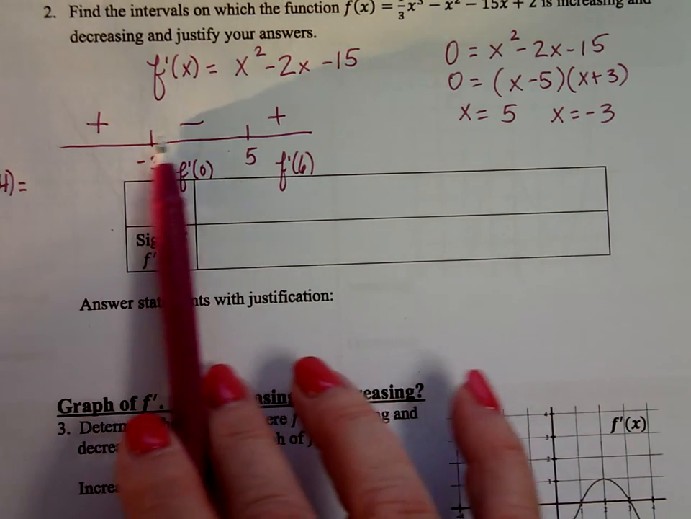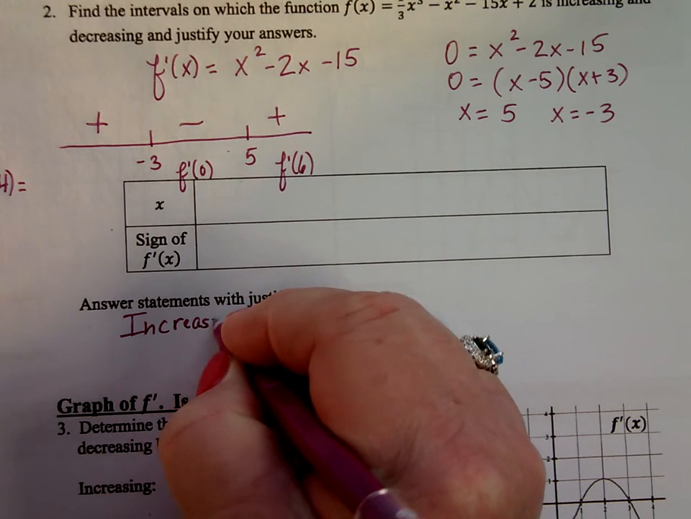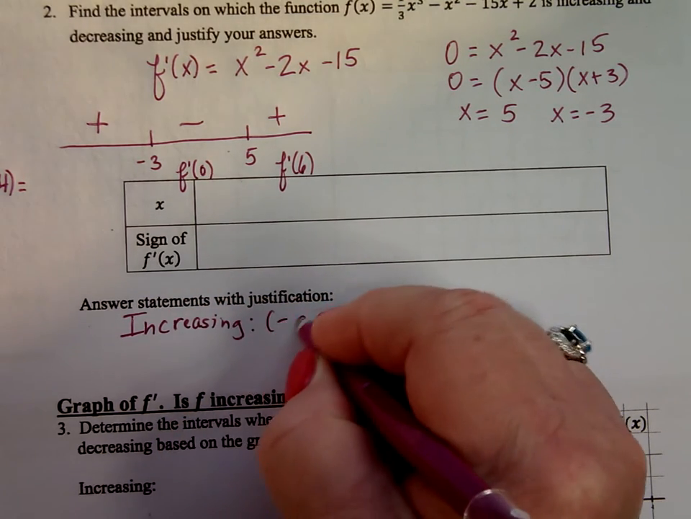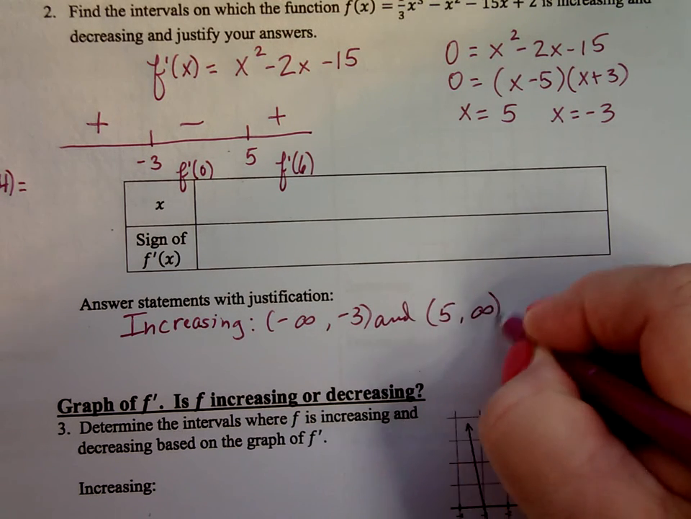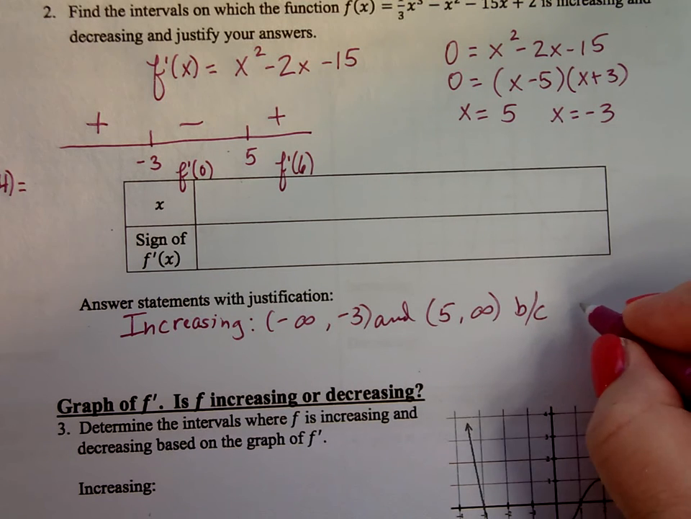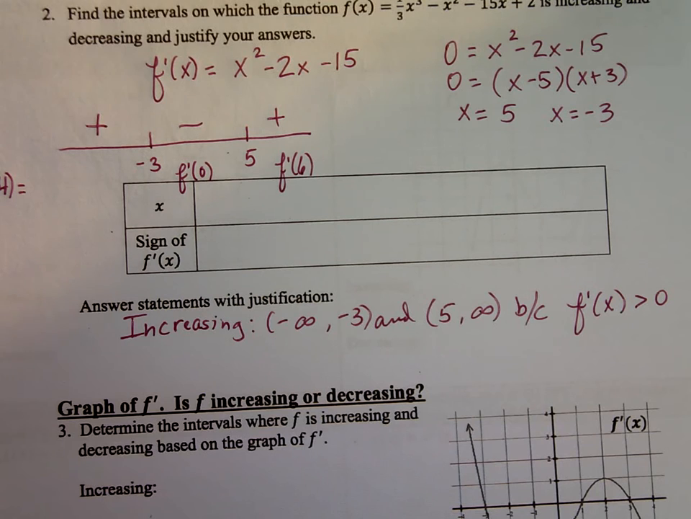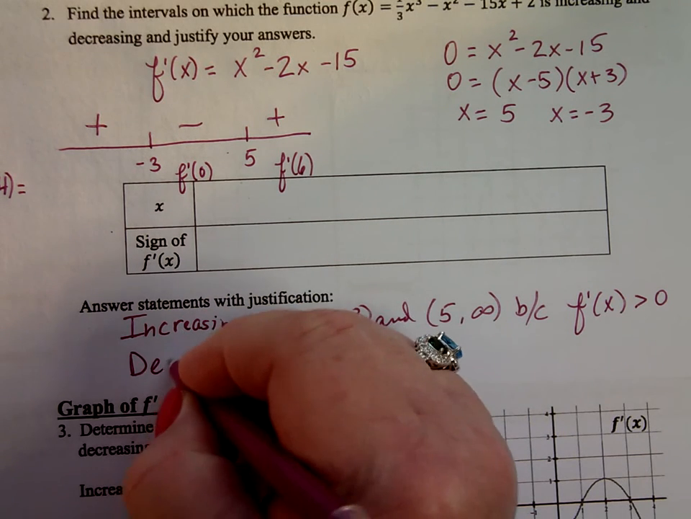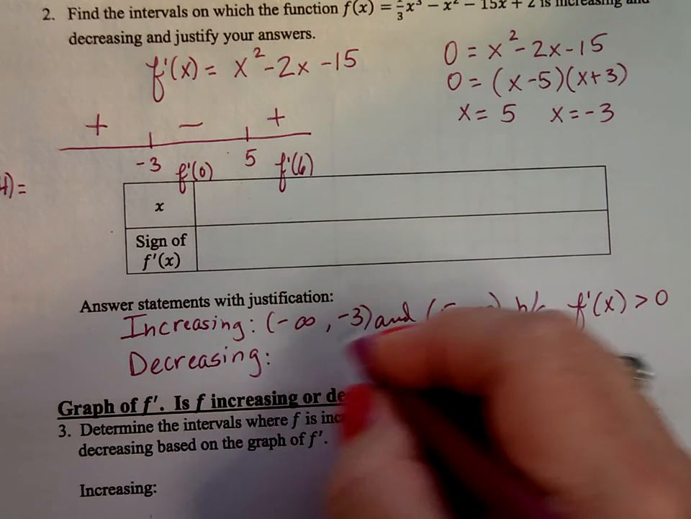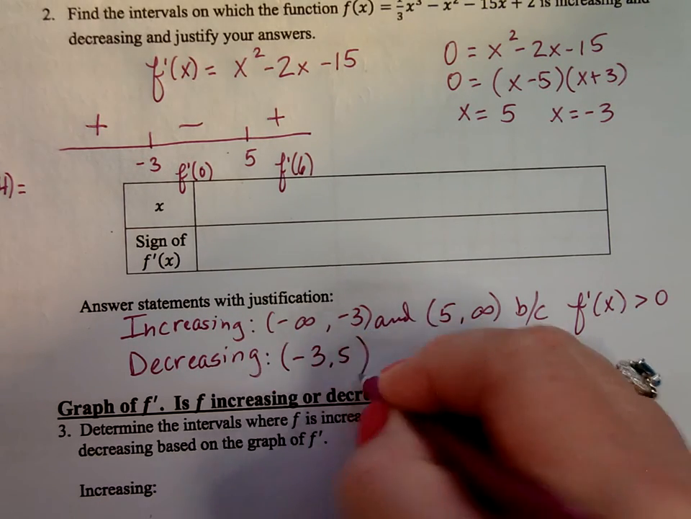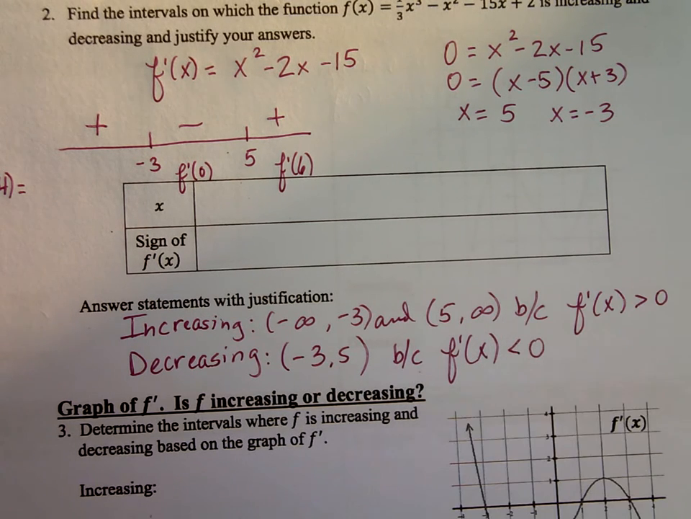You can tell right from your chart here that it is increasing anywhere you've got a positive derivative. So it is increasing from negative infinity to negative 3 and from 5 to infinity, because they want justifications, your first derivative is positive. And then it's decreasing where your sign chart, these are called sign charts, by the way, it's decreasing from negative 3 to 5. Because your first derivative is less than 0, negative.